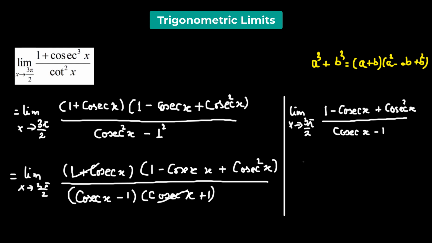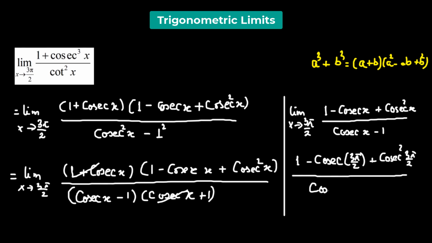Now let us substitute the value of x. So we have 1 minus cosec of 3 pi over 2 plus cosec squared 3 pi over 2, divided by cosec 3 pi over 2 minus 1.